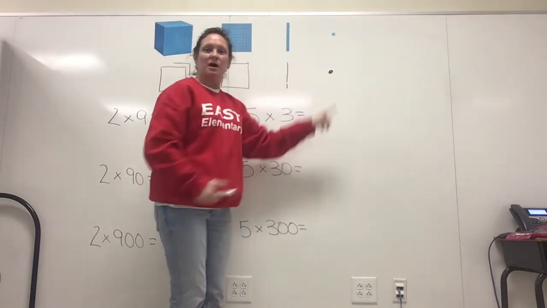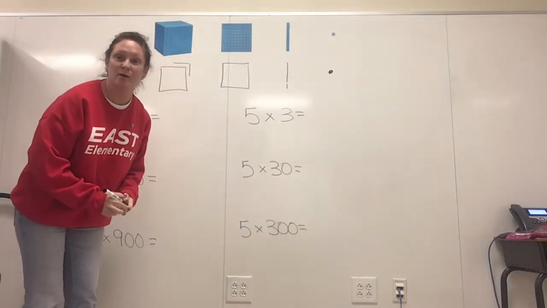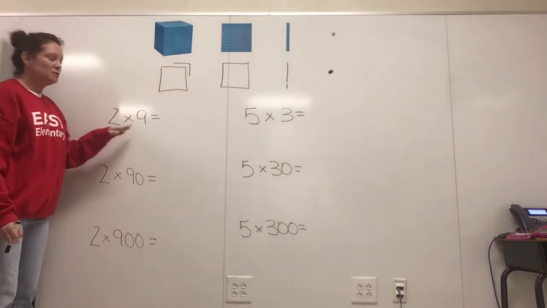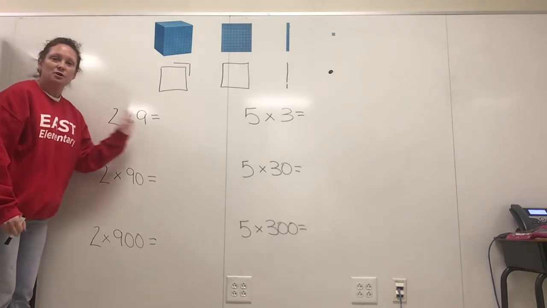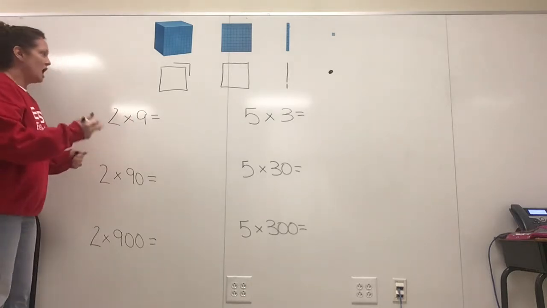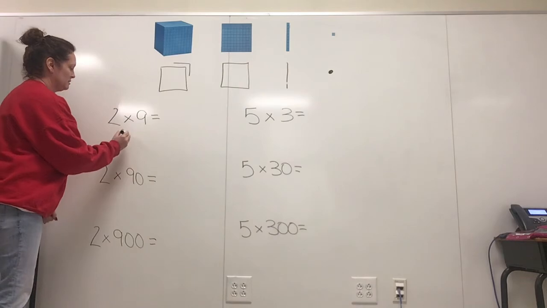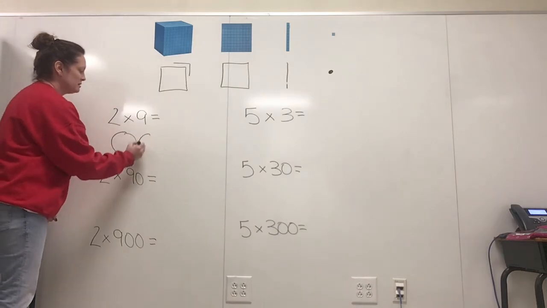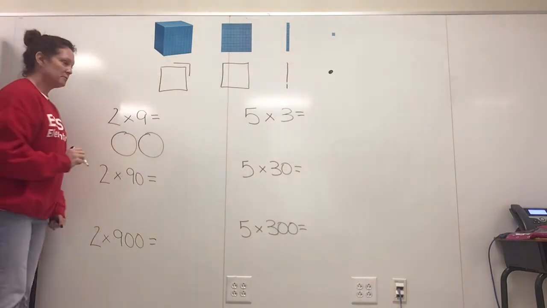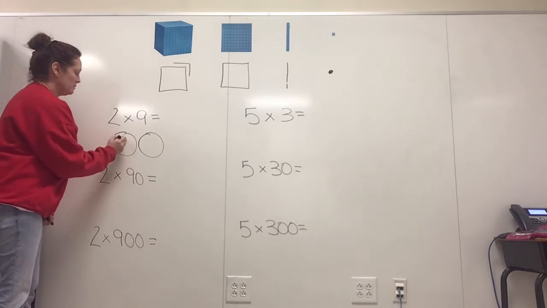There, now you can see my thumb. Okay, so let's look at one, shall we, friends? 2 times 9. 2 groups of 9. Alrighty. So I have 2 groups, and I'm going to have 9 in them.